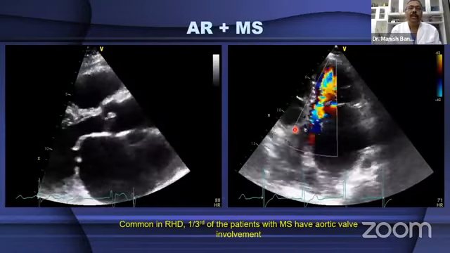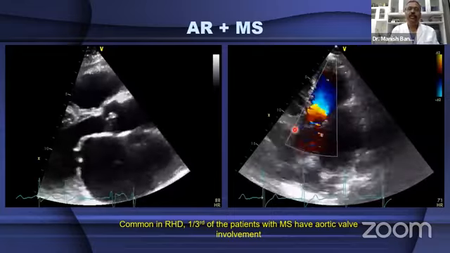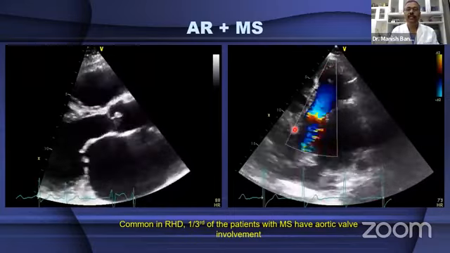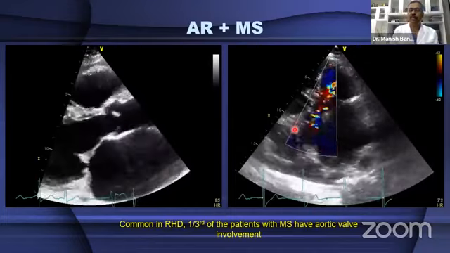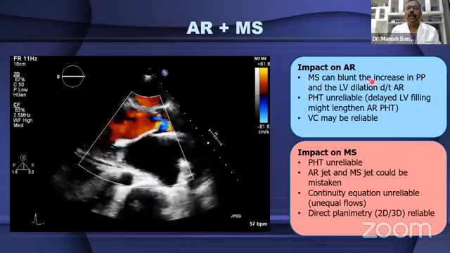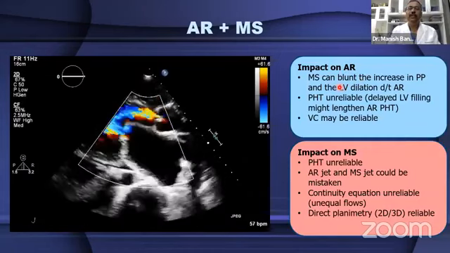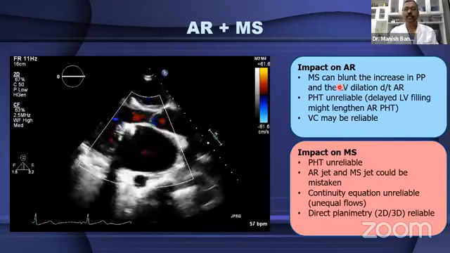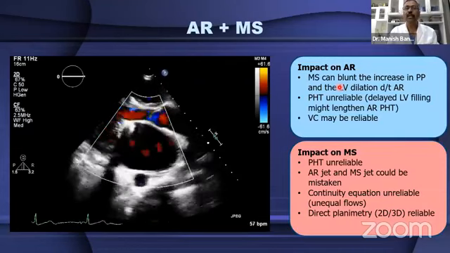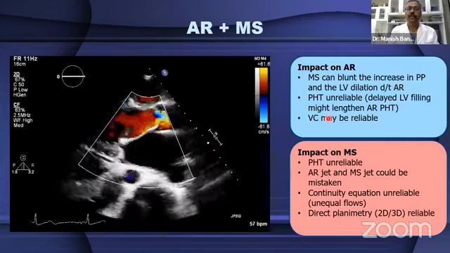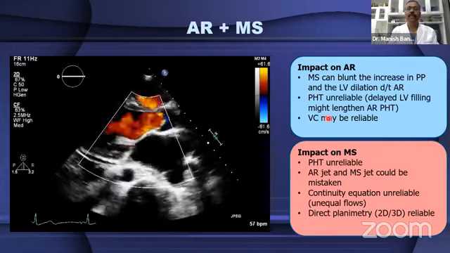Then the combination of AR and MS. This is something which we see very routinely because of rheumatic heart disease. And we know that nearly 1/3 of the patients with MS have aortic valve involvement, and most of them have aortic regurgitation. So when MS is present, it blunts the volume overload created by AR. So LV dilatation is not that impressive. Peripheral signs of AR get masked and they become unreliable. So vena contracta or jet width is the parameter that will be more helpful here.